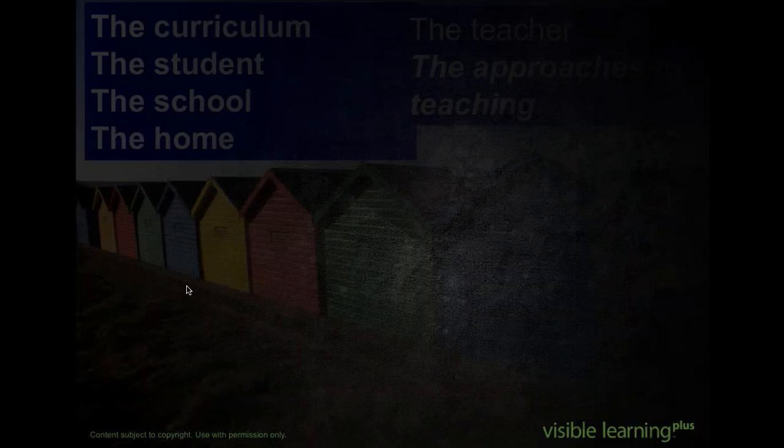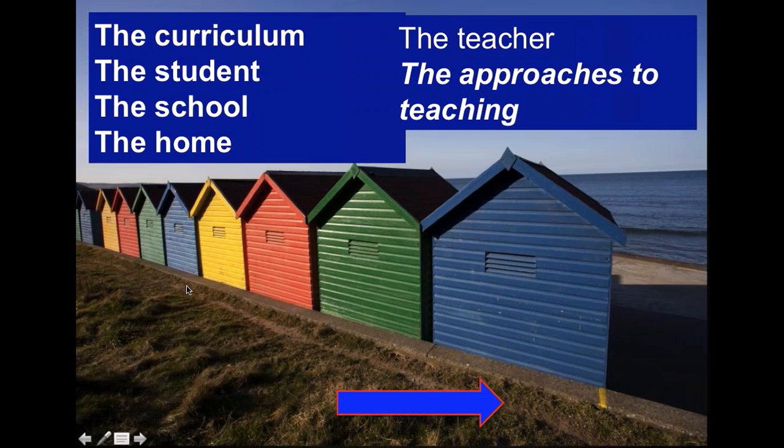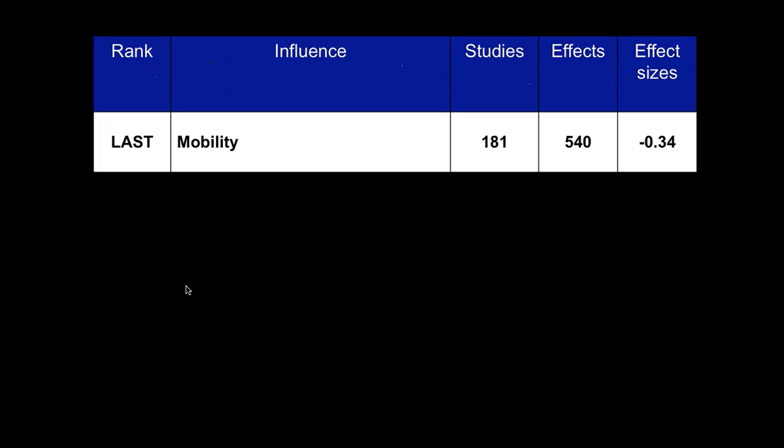So now we're going to dig in. And something important to note is that out of all of Hattie's research, he divided it into what he would maybe call houses. The curriculum. There's things that the student brings to the table. The school. The home life. And then, of course, the teacher and the approaches to teaching. And it's important, we're going to talk about the approaches to teaching that teachers do, the beliefs that we come to the table, the mind frame, so to speak.